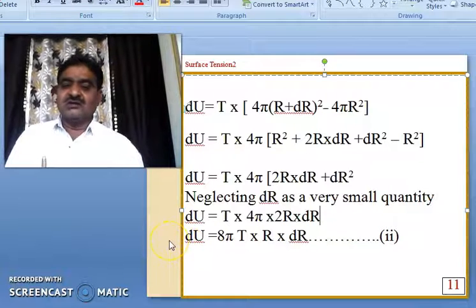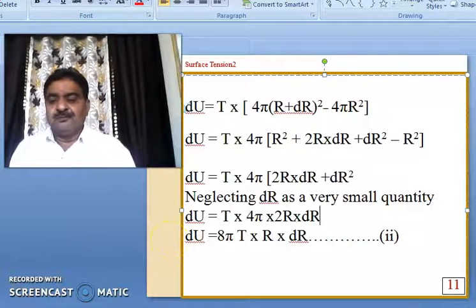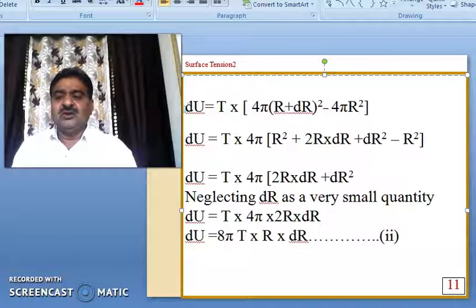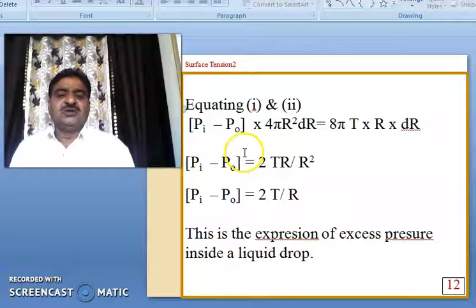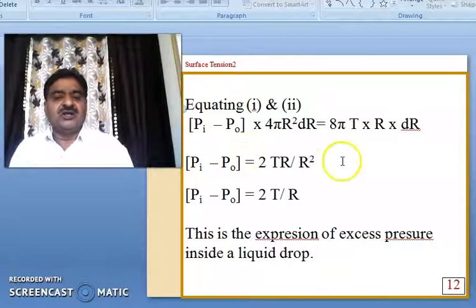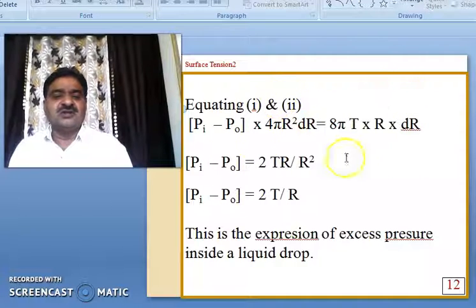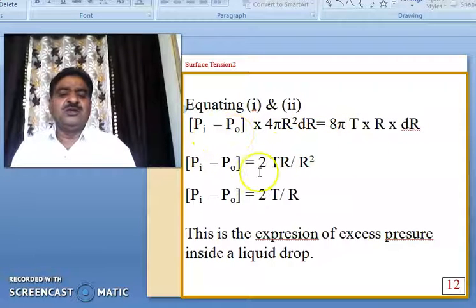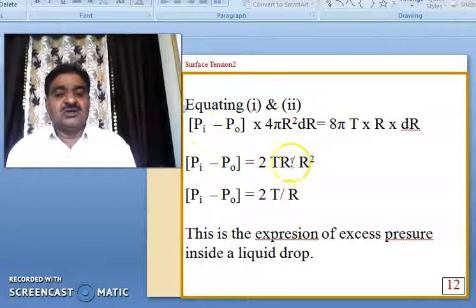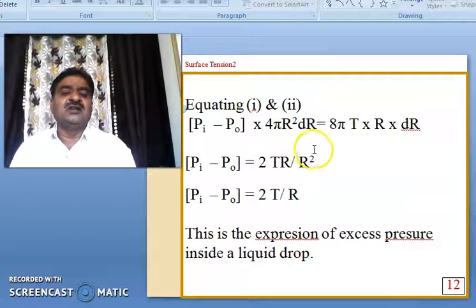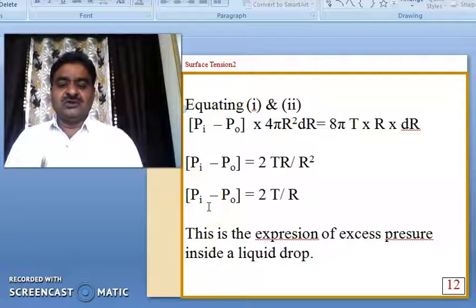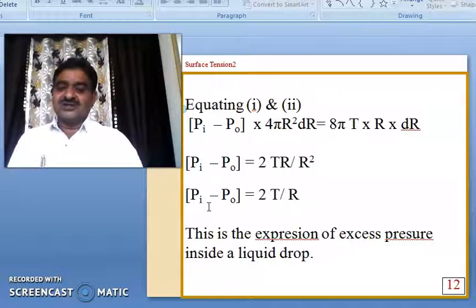The change in energy and the work done from equation number 1, let us equate them. Equating 1 and 2, we obtain Pi minus Po into 4 pi r square dr is equal to 8 pi T r dr. Dr gets cancelled, 4 times 2 is 8, and pi gets cancelled. Then what is left is Pi minus Po into 2 T r by r square. One r gets cancelled. So the final expression is Pi minus Po is equal to 2 times T by r. This is the expected expression for the excess pressure inside the liquid drop.